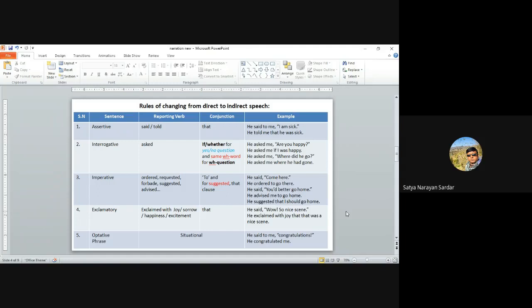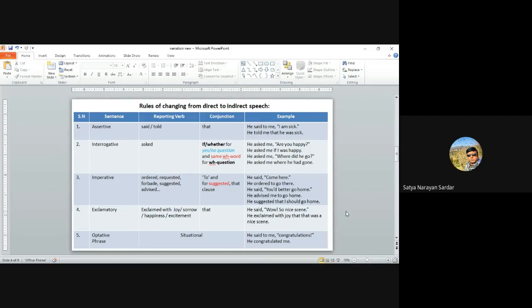Now, number five, updated phrase. Previously, the grammarians said that was a sentence, but later we got to know that that is not a sentence, that is a phrase. Because sometimes there cannot be a subject, sometimes no verb also. For example, "All the best." But the message is clear over there. "Good luck." These are updated phrases.